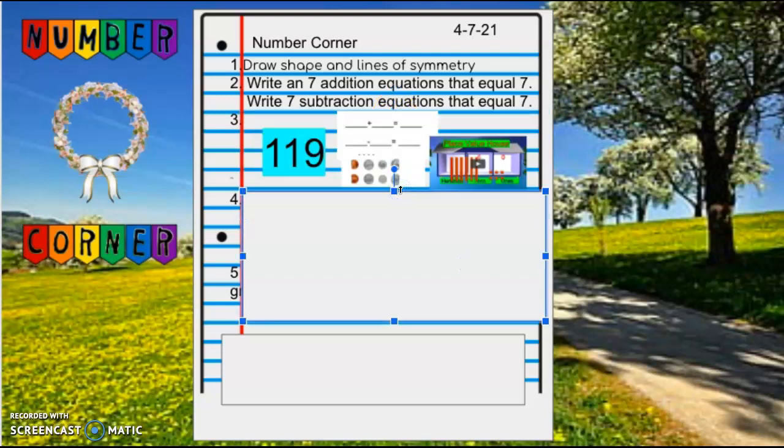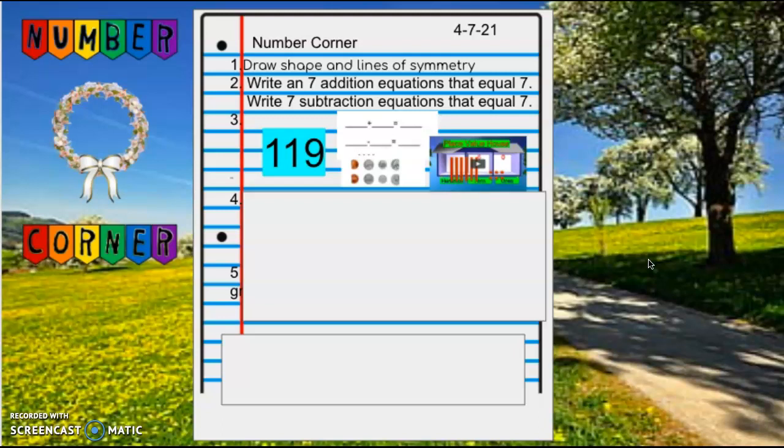Alrighty, friends, we are moving on to number 3. So for number 3, we have now been in school for 119 days. So you are going to write an addition equation that equals 119, a subtraction equation that equals 119, coins that have a value of $1.19, and your 100, 10 sticks, and 1 blocks.